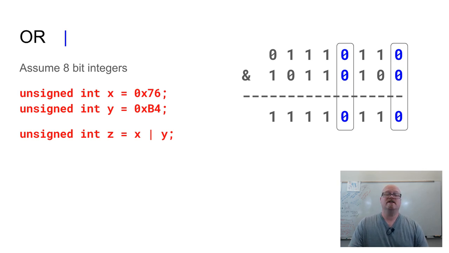OR will produce a 0 when all of its inputs are 0. If one or more inputs are a 1, we're going to get a 1 as output. So the unique condition really with OR is that we're only going to get 0 when all of the inputs are 0. We can see that labeled in this example. In the columns where we have two zeros on the input, we get 0 in the output, and every other bit of the output is a 1.